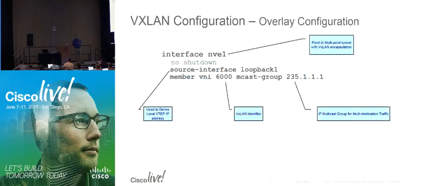How do I configure it? I configure a VTEP, the NVE interface, obviously. I have a source interface where my whole VXLAN traffic is coming from, and we use a loopback there. It's probably good to have a loopback because that thing will never go down, right? As long as I have reachability, there will not be a change.